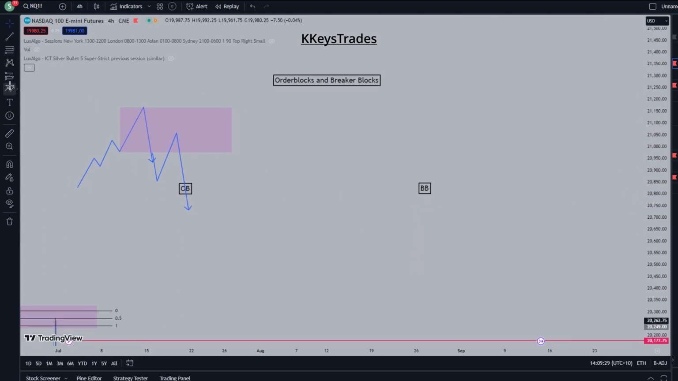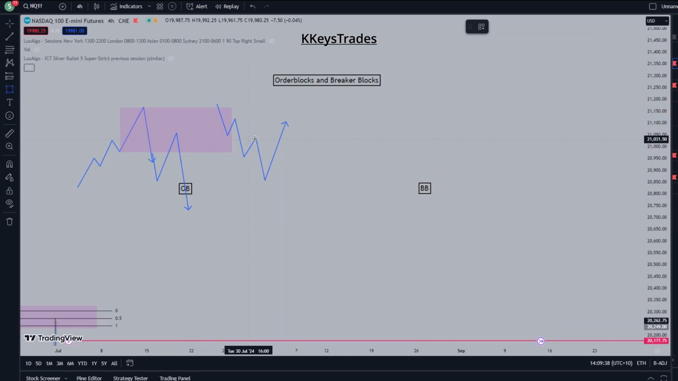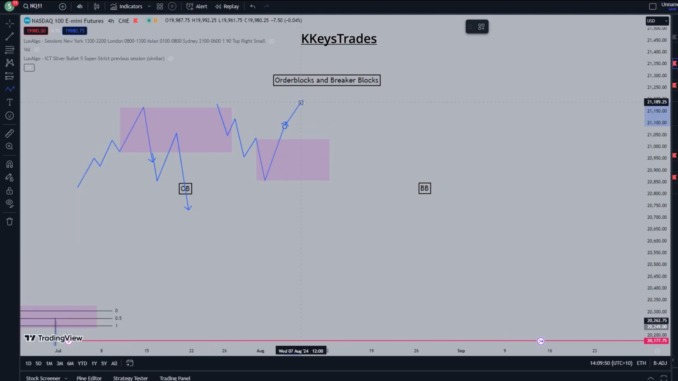For a bullish example, I'll show that too. Price is trending downwards. Boom, boom, boom. Break structure. Where's the order block at? It's the opposite move before the break of structure upwards. So right here, this is the zone. What are we looking for? Price goes up, retraces into that zone, and continues upwards.